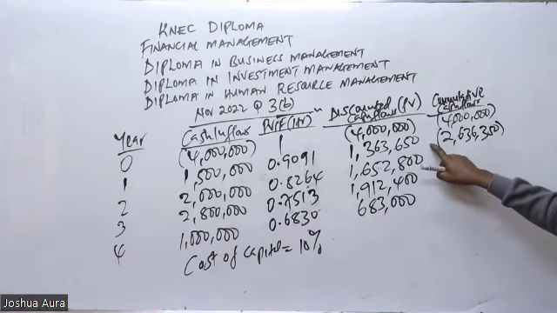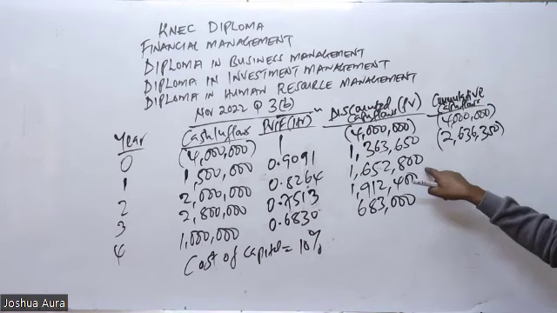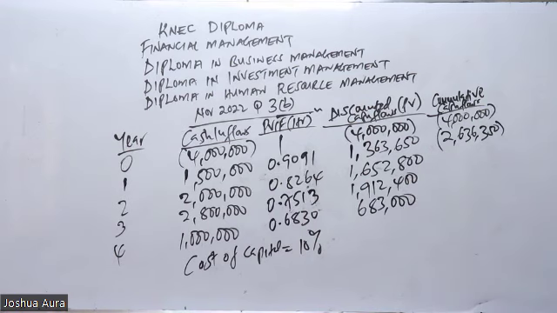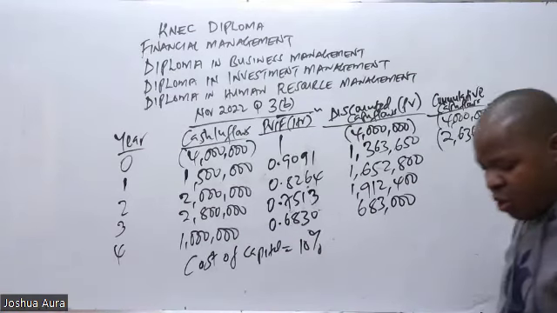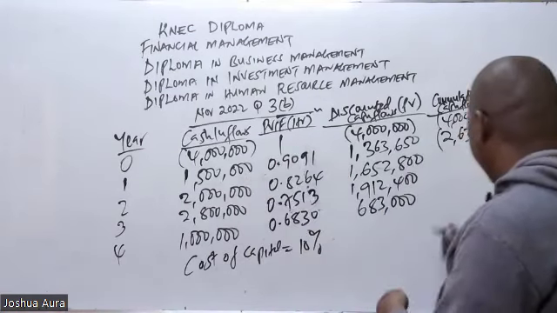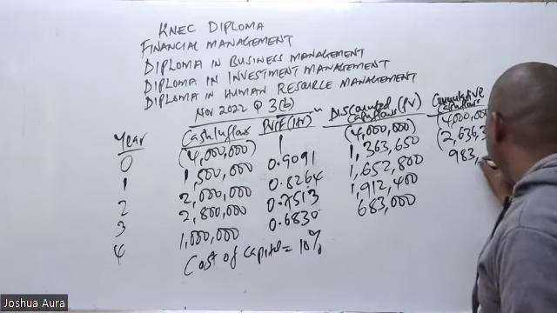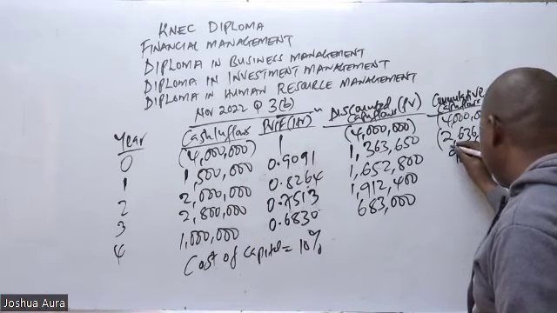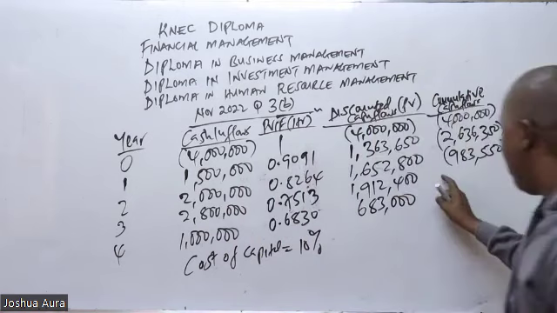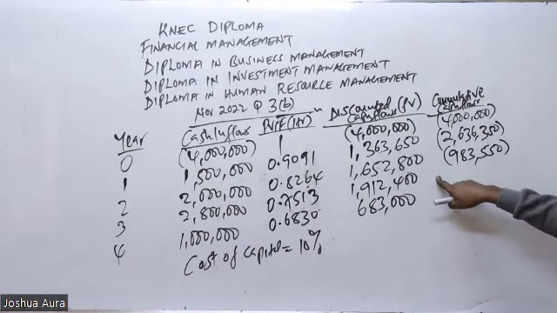And what is the cumulative figure for year 2? We will take the cumulative figure of year 1, and add it to the discounted cash flow figure of year 2, which will be minus 2,636,350 plus 1,652,800. What are we getting? We are getting minus 983,550, but it is a negative.